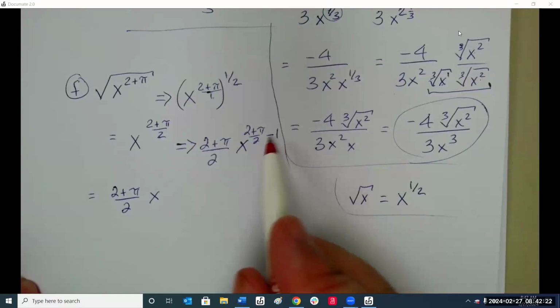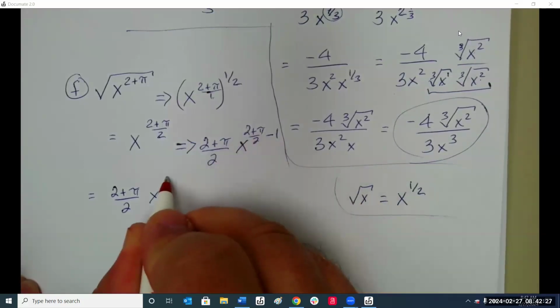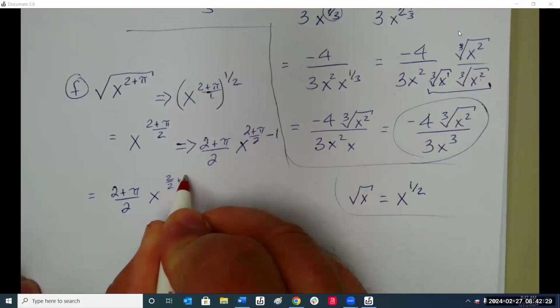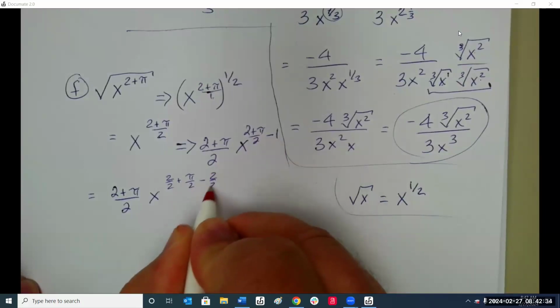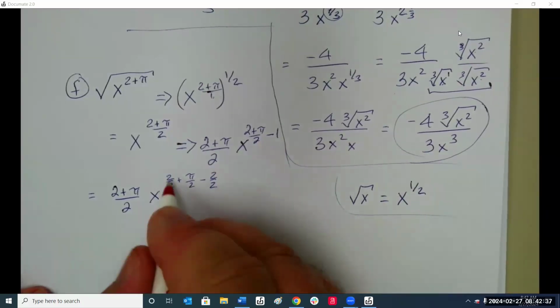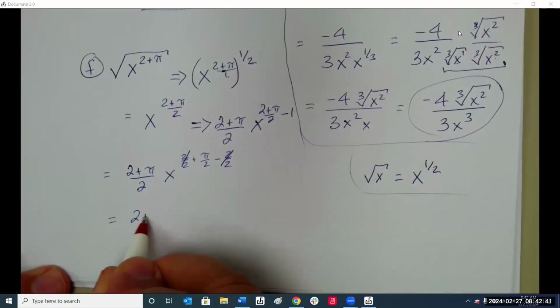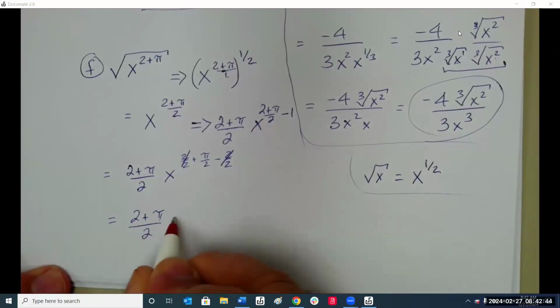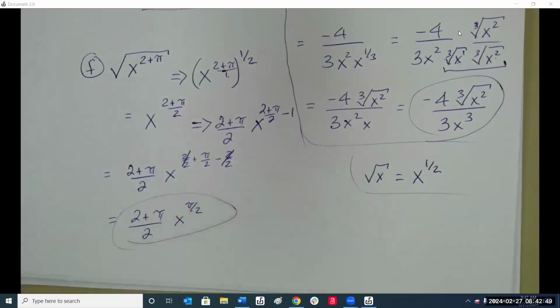Can we simplify the top, the exponent? We got 2 plus pi over 2 minus 1, which is 2 over 2. 2 over 2 minus 2 over 2 cancel. So our final answer is that. Yes.